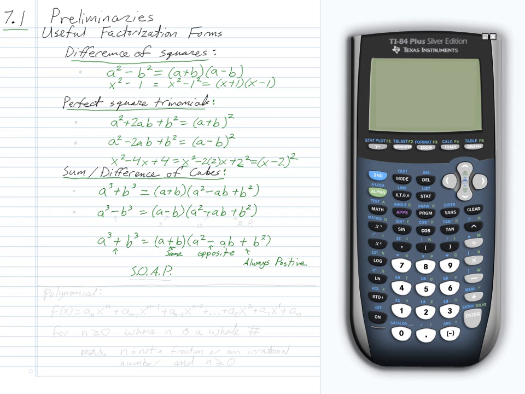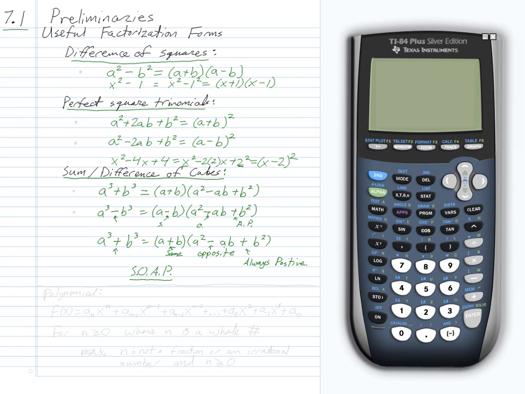We can see that this works for either one, either the sum or the difference. Here with the difference, I have subtraction. So in the factored form, this sign will be the same, this sign will be the opposite, and this one will always be positive. So that will get you out of a bit of a jam if you ever forget what the signs on those should be.